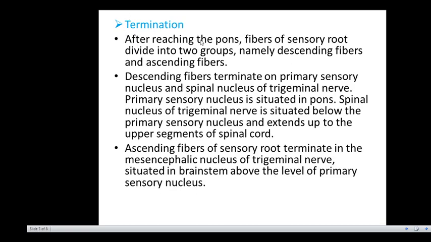Termination. After reaching the pons, fibers of the sensory root divide into 2 groups, namely descending fibers and ascending fibers. The descending fibers terminate on the primary sensory nucleus and the spinal nucleus of the trigeminal nerve. The primary sensory nucleus is situated in the pons. The spinal nucleus of the trigeminal nerve is situated below the primary sensory nucleus and extends up to the upper segments of the spinal cord. Ascending fibers of the sensory root terminate in the mesencephalic nucleus of the trigeminal nerve, which is situated in the brainstem above the level of the primary sensory nucleus.